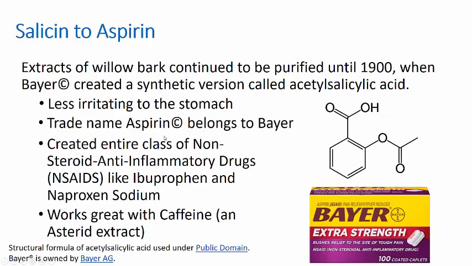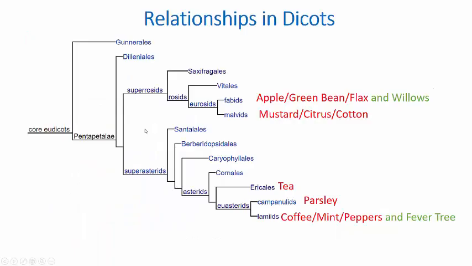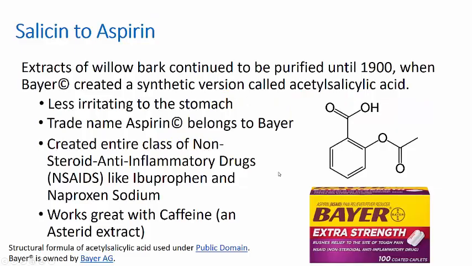Now, let me show you that relationship real quick. Here's your willow trees coming out of the rosids, and it's out of the branch that leads you to the apple, green bean, but also flax. Okay, so apple tree and flax, that's where the willows show up. And this is just a reminder that down here in these asterids is where the fever tree showed up as a close relative of coffee. All right.